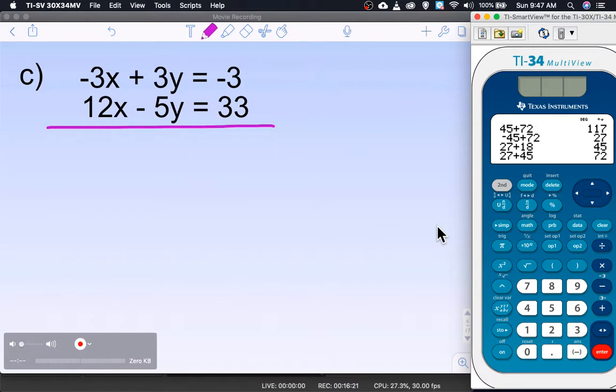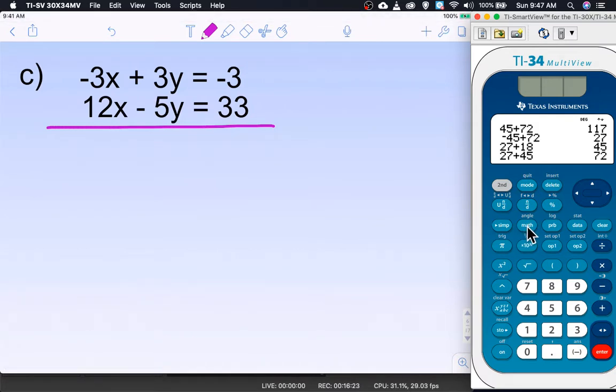The least common multiple of 3 and 12 is 12. Now, if you're using this blue calculator, and even on the fancy graphing calculator, there's a least common multiple feature in here. So if I do least common multiple of 3, I think there's a comma, 3 comma 12, it says the answer is 12.